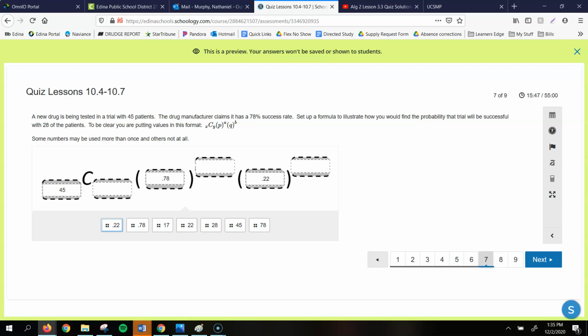And we want to find the probability that a trial will be successful with 28 patients. So 28 is going to be the number of patients we're selecting, and it's going to be successful in 28 of those patients. So the probability of success is 0.78, and we want to find the probability that we have 28 successful trials with those patients. So 0.78 to the 28th power. Now we've got to figure out what's the difference. What's 45 minus 28? Well, when you do that, we get 17. So 17 would be this last exponent here. There we go. So that's how you'd set up that problem for number 7.